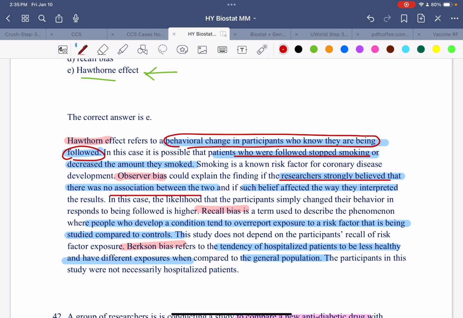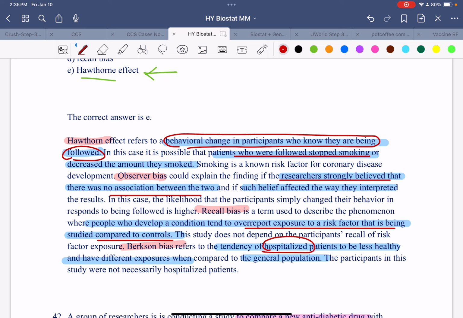And if there are people who have actually developed a disease, then they over-report the exposure to a risk factor. For example, patients who have hepatocellular carcinoma report that they were heavy alcoholics, because they remember it better than the controls. This is known as recall bias.